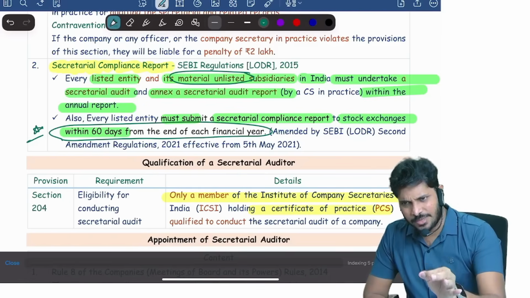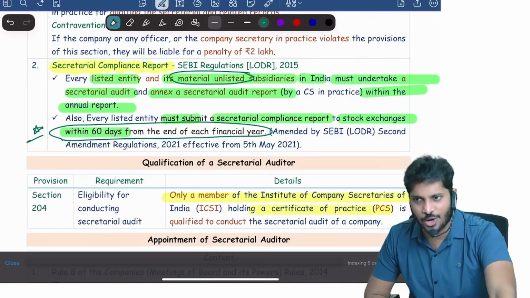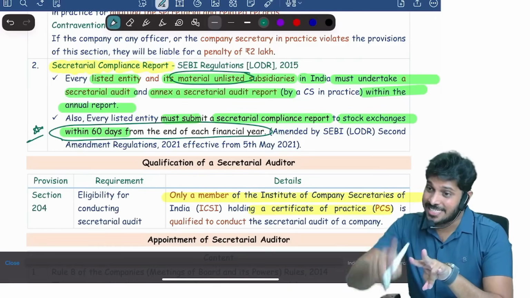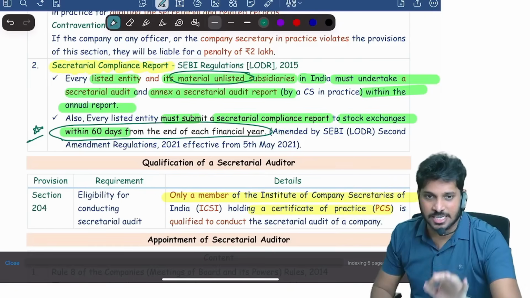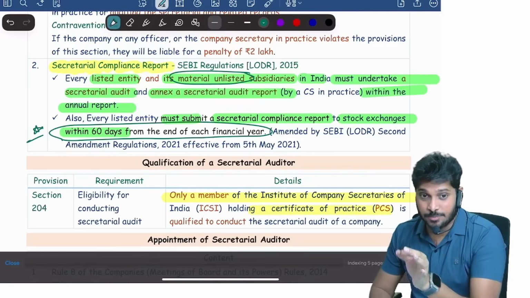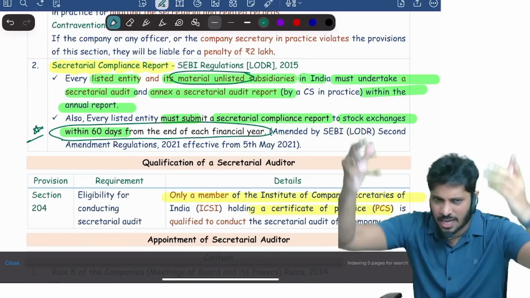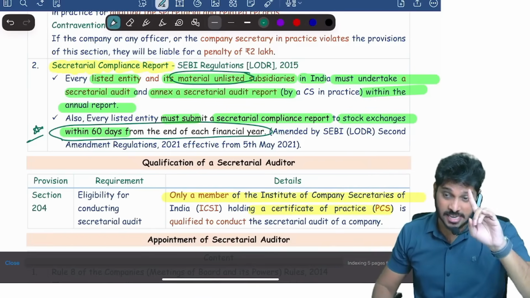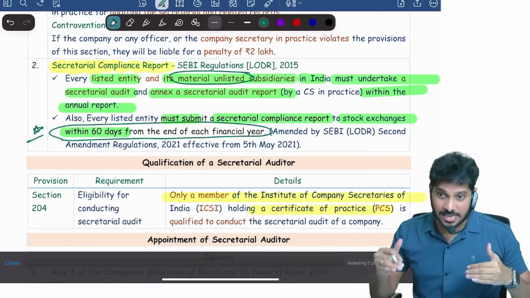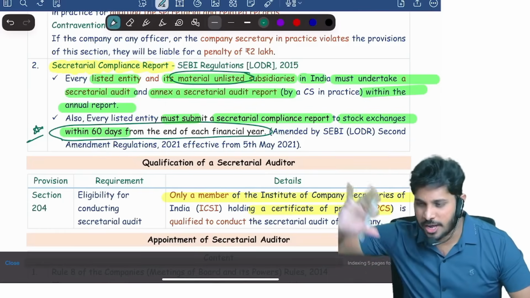See, these companies, of course, are liable for secretarial audit. They have to give the secretarial audit report. Further, they should also give the secretarial compliance report within 60 days from the end of the financial year to stock exchanges. Secretarial compliance report is submitted to stock exchanges. Secretarial audit report will be submitted to stock exchange, ROC, everybody. That's an open document. Secretarial audit report is an open document, whereas secretarial compliance report is a private document. Able to understand? You don't have to learn all this in depth.